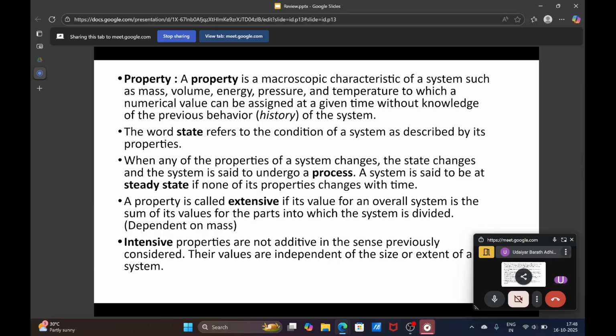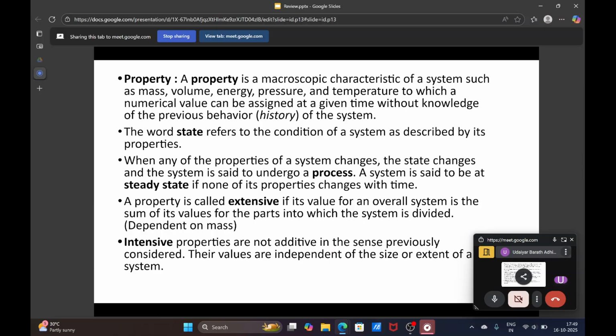Now the property itself can be of two types. It can be an intensive property and it can be an extensive property. Extensive properties are dependent on mass, and intensive properties are independent of mass, in general. So how do you know whether a property is intensive or extensive? You take some property for a system, and you divide the system into pieces. For example, you take 1 kg of water and split it into two parts, half kg each, or whatever proportion you want.